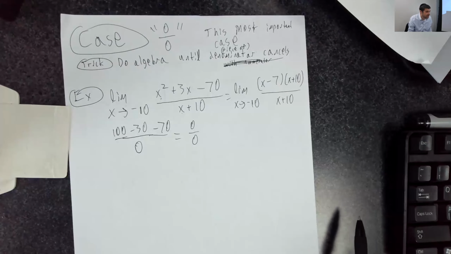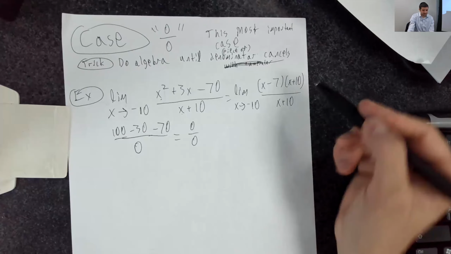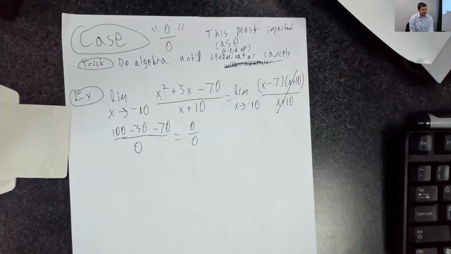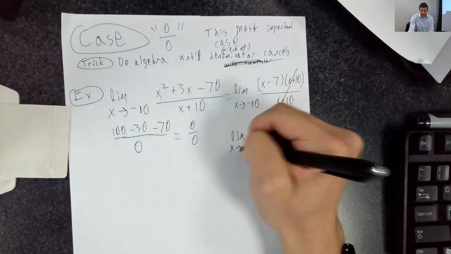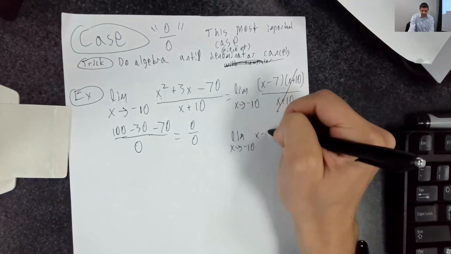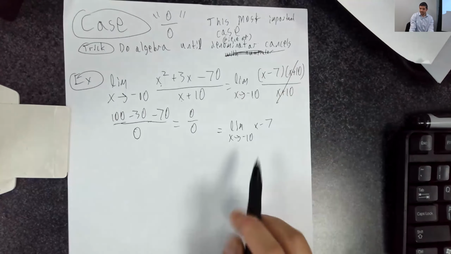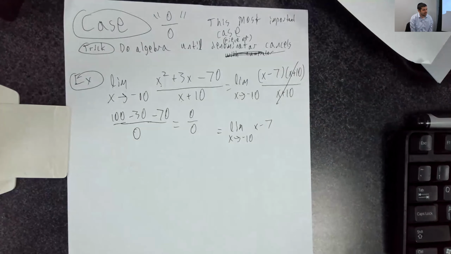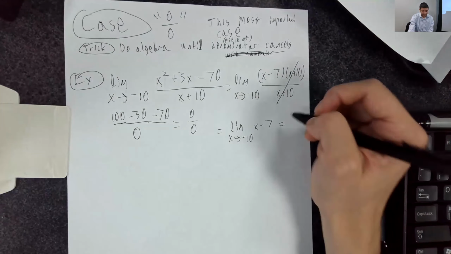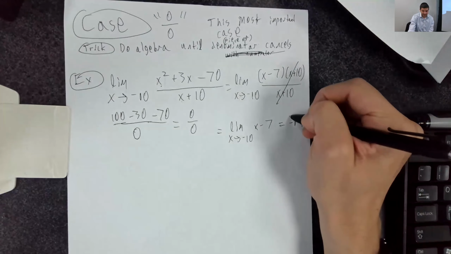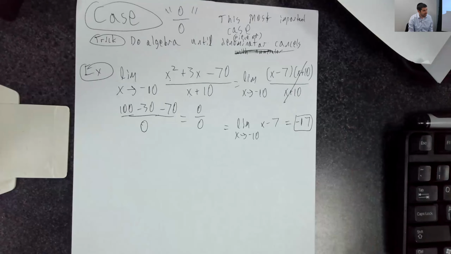Might not be factoring, might have another algebra trick we need. What do we do with the X plus 10s? Cancel. Right, the slash. You're going to enjoy making those slashes. Get used to the slashes. Limit as X goes to -10 of X minus 7. Now what do we do? We just plug in -10 and now it's continuous. The answer is -17.